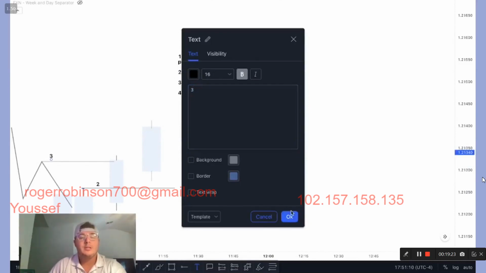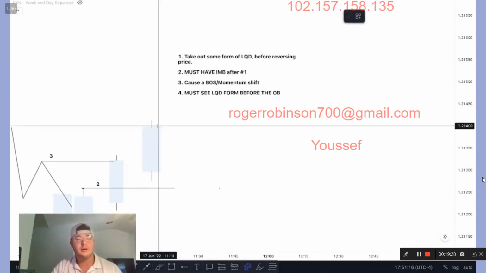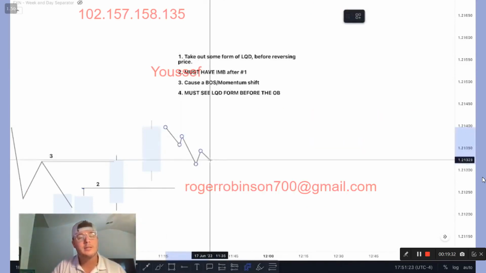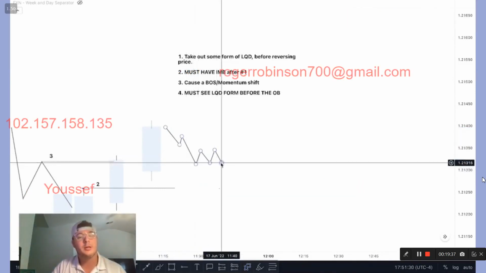Now the fourth thing is we need to see some form of liquidity. And why do we need to see liquidity? Well, liquidity is what's going to tell us the whole narrative, right? Because as we just talked about previously, and you can rewind if you missed it, liquidity building before an order block is telling us that some form of orders are being accumulated here, right? Buy orders are being accumulated here.